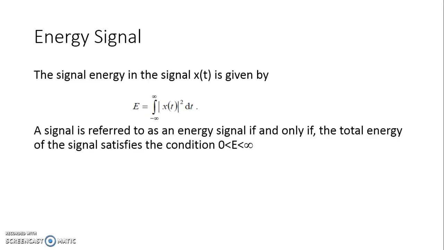The signal energy of the signal x(t) is given by E equal to the integral from minus infinity to infinity of the squared modulus of x(t) dt. The signal is referred to as an energy signal if and only if the total energy of the signal satisfies the condition 0 < E < infinity.